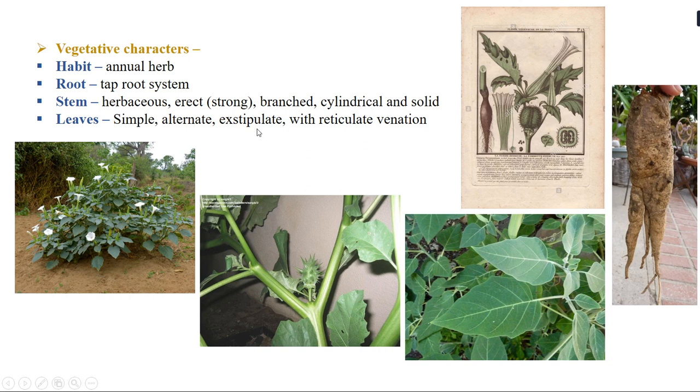They are exstipulate, that means the leaves do not have any kind of stipules. And they show reticulate venation. What is a reticulate venation? If you see this venation, where you see a primary venation from which the secondary venation is arising and from which a tertiary venation is arising, this is called a reticulate venation, which is seen as a vegetative character of Datura alba. So these are the vegetative characters of this particular plant.